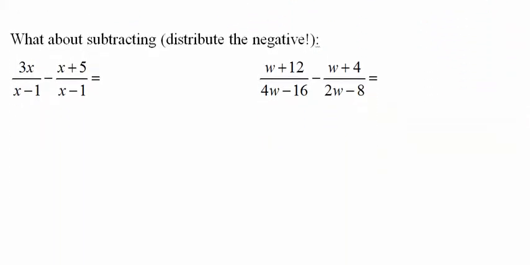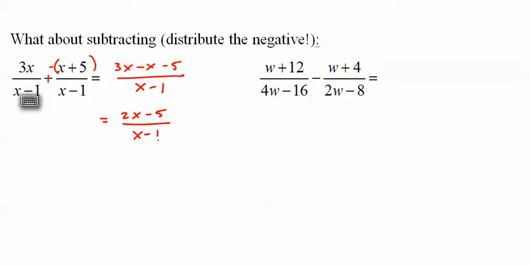So what about subtracting? Well, the first thing I do is distribute the negative. So I end up with 3x minus x minus 5. Very common mistake to forget that the negative applies to the 5 also. We have a common denominator already, so it's fairly easy. 2x minus 5 over x minus 1.